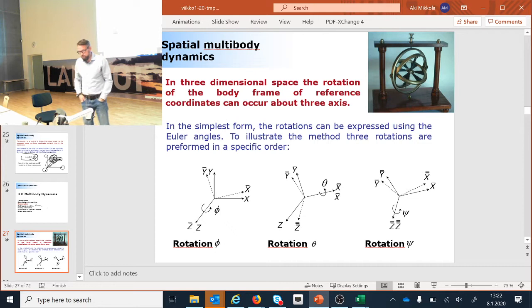This is business as usual. That's what we learned already last year. And we learned that Euler angles are based on 3 successive rotations. Successive rotation is key to understanding the concept.